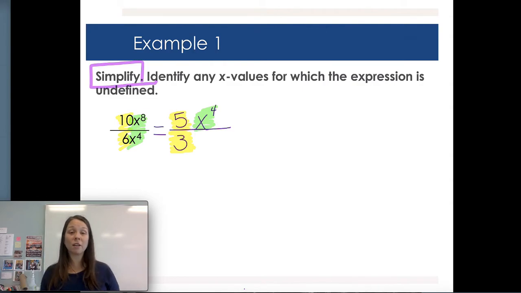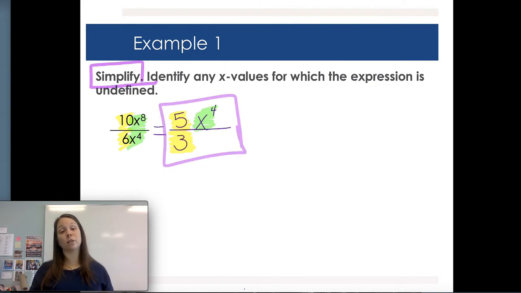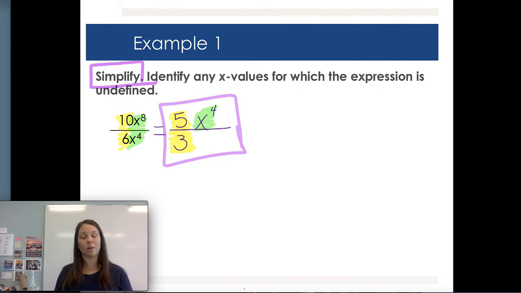So the simplified version of this, when the instructions say to simplify, is 5x to the fourth divided by 3. This is what I mean by simplify, which is not a lot of work right now because we just have single-termed expressions in the numerator and denominator. But when I say simplify, I'm really saying reduce the fractions. Divide out any common factors that you can.